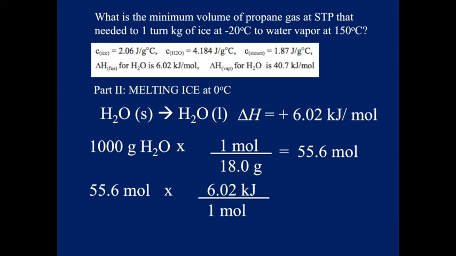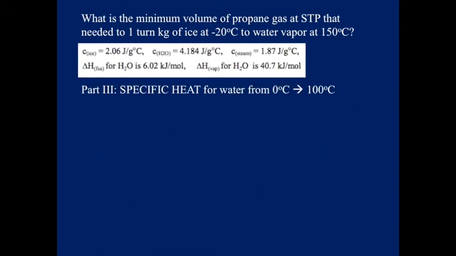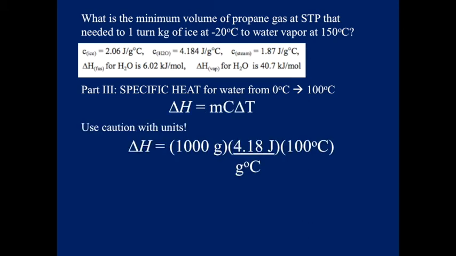Now I want to cancel out my moles and keep my kilojoules. 334.7 kilojoules of energy are required to take ice at 0 degrees Celsius to water at 0 degrees Celsius. This many moles, 55.6 moles of it. Next step is specific heat of water. I'm still heating this water now. Water from 0 to 100. Good old specific heat equation and good old specific heat answer given in joules.